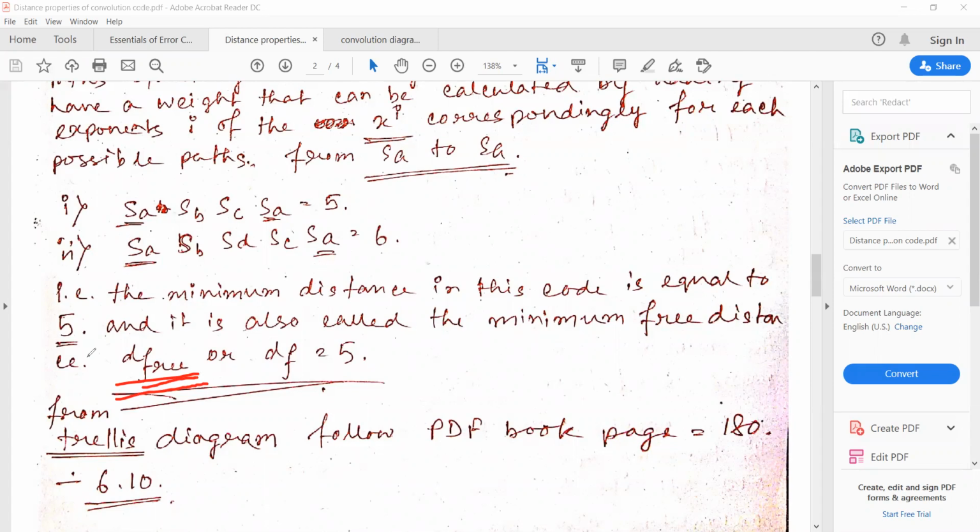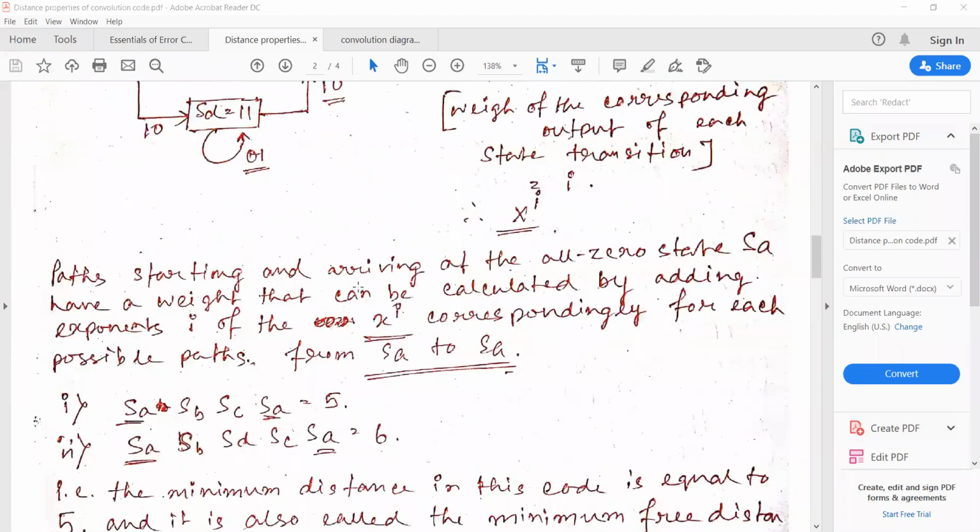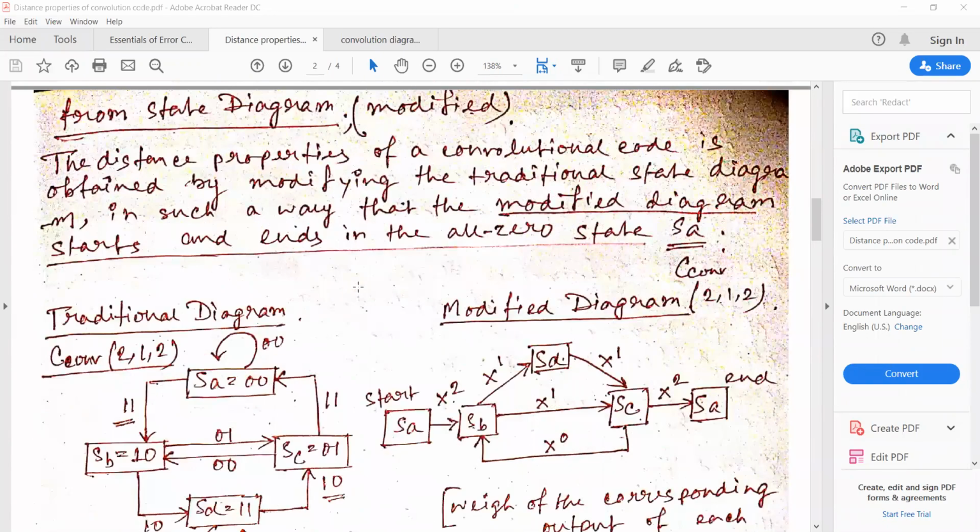So that's why this is also called the T free or TF. So TF equals 5. So this is my free distance, or you can say the minimum Hamming distance. So this is the procedure for how to calculate this minimum Hamming distance from the state diagram.